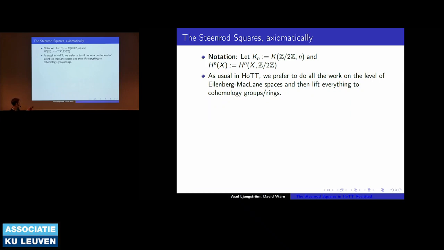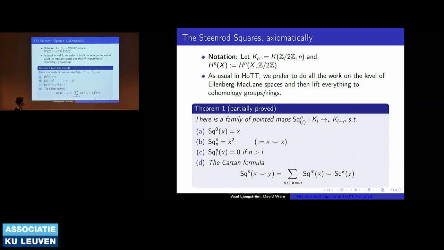And this is kind of the main result or the main theorem, which is partially proved. This is still work in progress, but most of it is proved. So the theorem is that there exists a family of pointed maps, Sq^n, going from K_i into K_{i+n}. I'm sometimes going to write out the subscript here to denote the dimension of the domain, such that the 0th square of x is x. The nth square in dimension n is just the cup product squared. Sq^n of x is 0 if n is too large, and Sq satisfies the Cartan formula, which essentially says that the squares are, in a natural way, a ring homomorphism. So the squares take x cup y to a sum of smaller cup products, roughly speaking. Yeah, you can read.